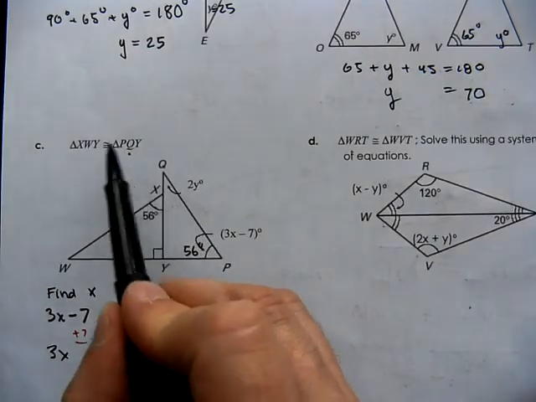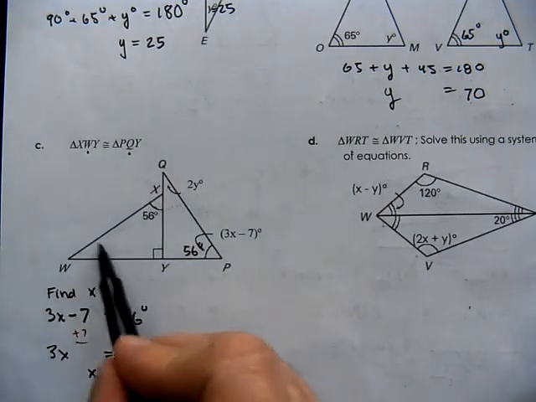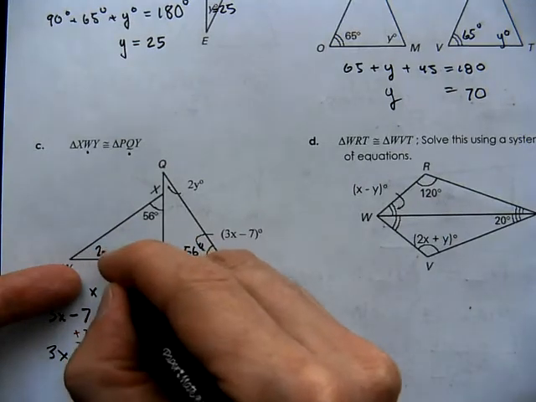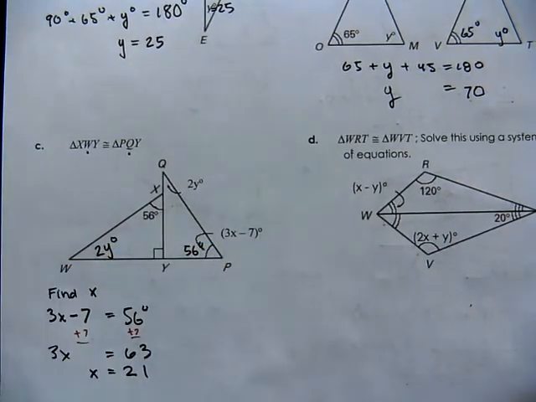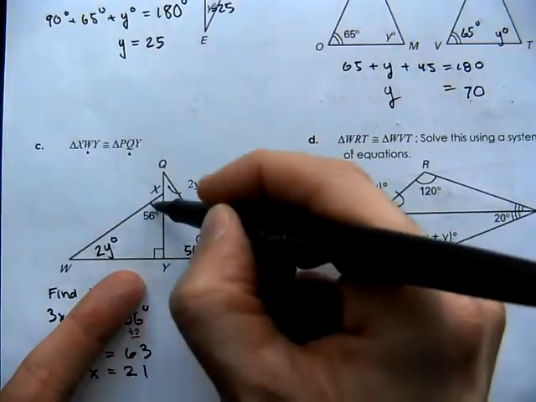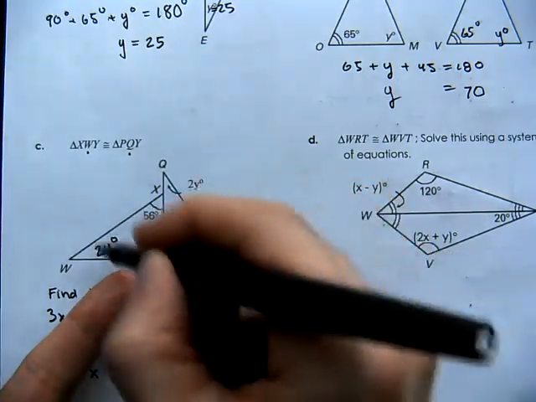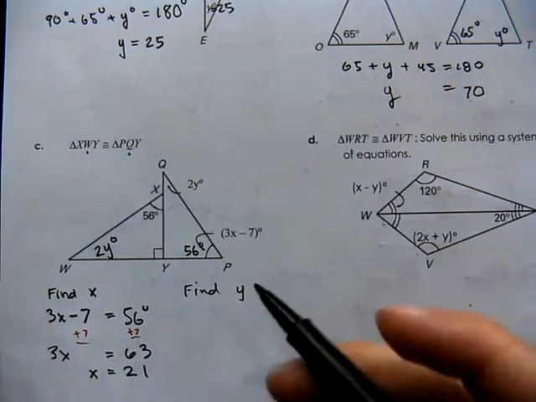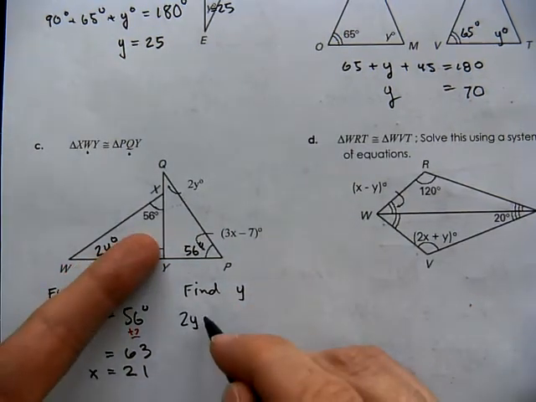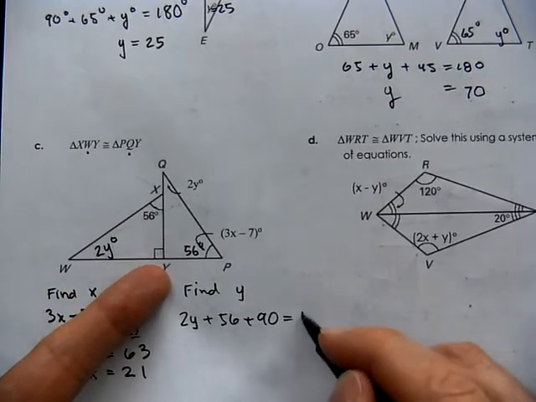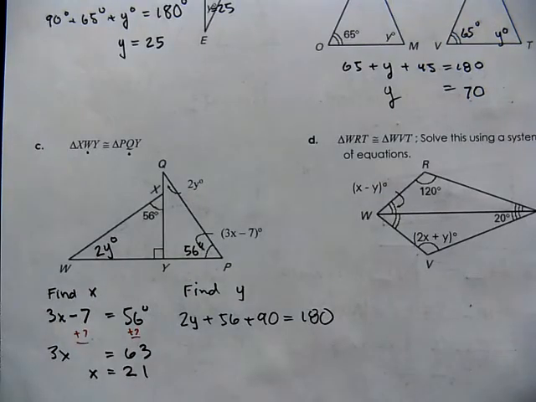Q is the second letter that would pair up with W, and I don't have any information there. So I'm going to transfer that information because both of those angles are the same size. And now if we take a look at this triangle on the left, we have something in all three angle locations, and we can add that up to 180 degrees. So now let's find the variable y. So we have an angle of 2y degrees, we have an angle of 56 degrees, we have an angle of 90 degrees, and add all of that up to 180. And now let's work to solve for the variable.